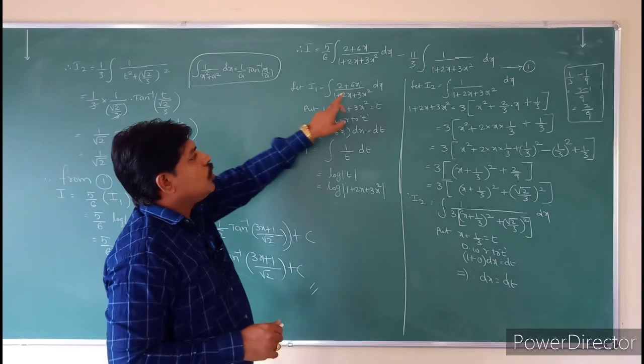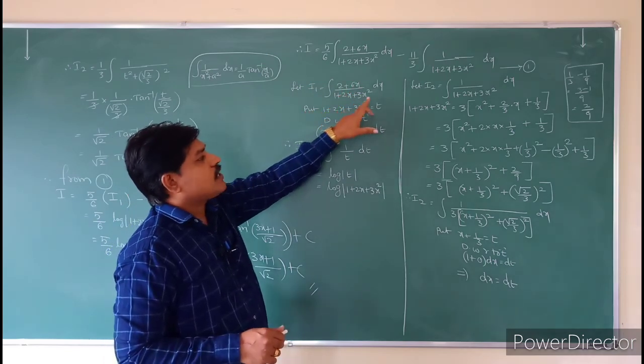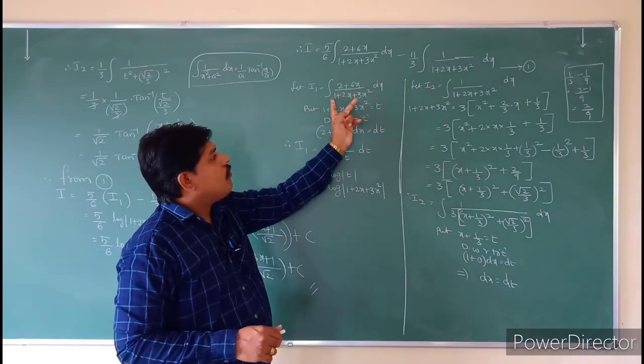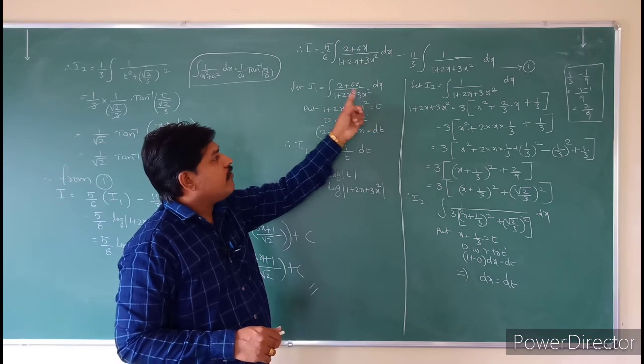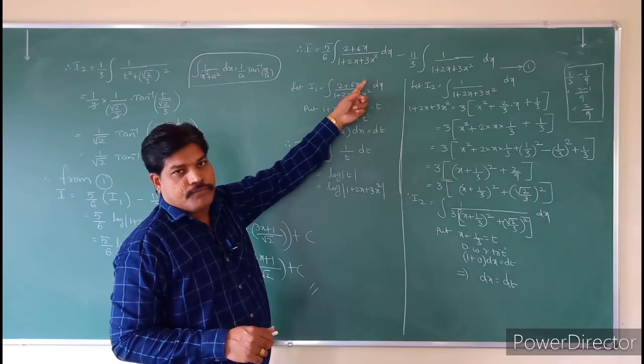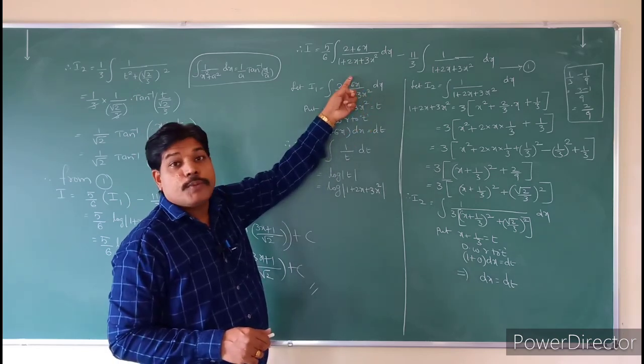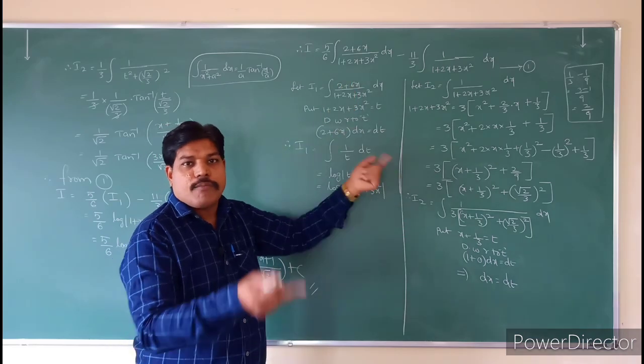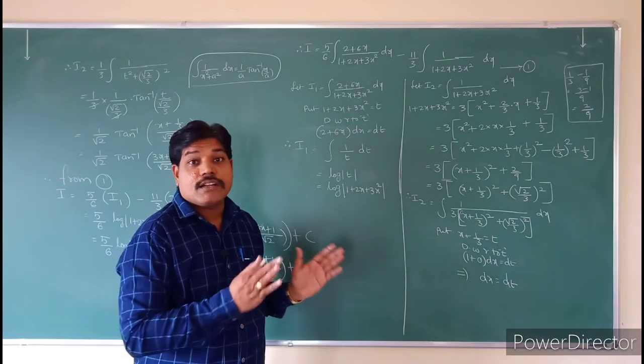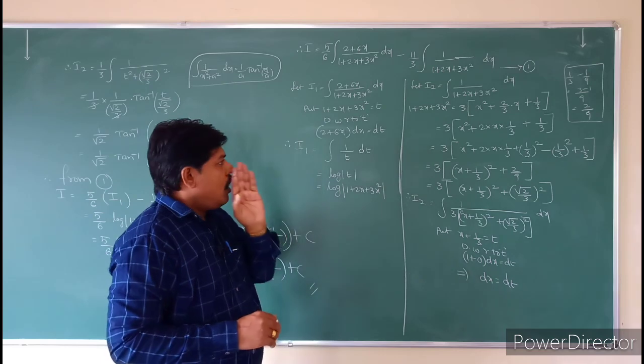I1 is equal to 2 plus 6x by 1 plus 2x plus 3x square. So 1 plus 2x plus 3x square derivative is 2 plus 6x. This derivative is 2 plus 6x. That's why I am using this form. Are you understanding that? In that model you are converting. Okay.